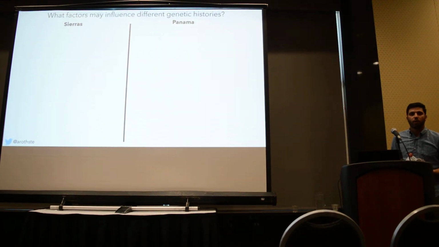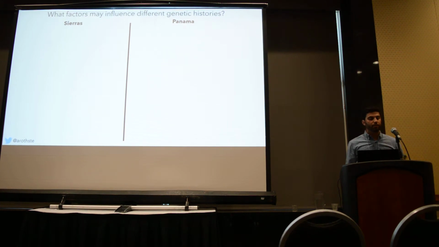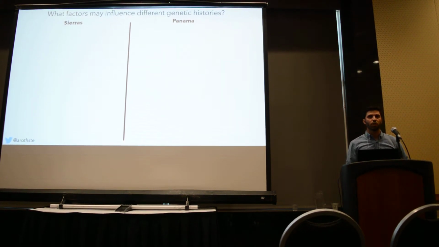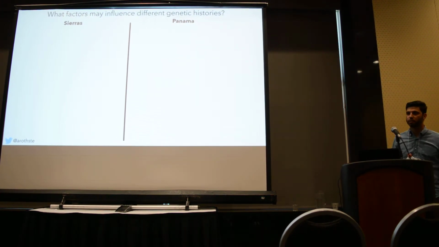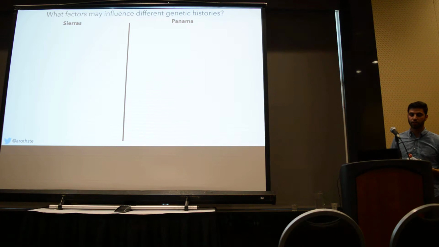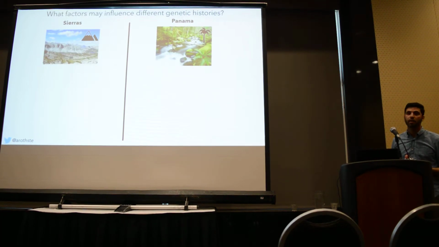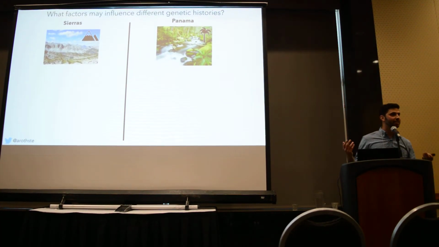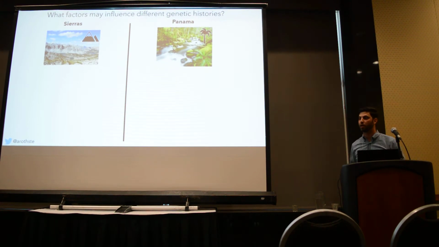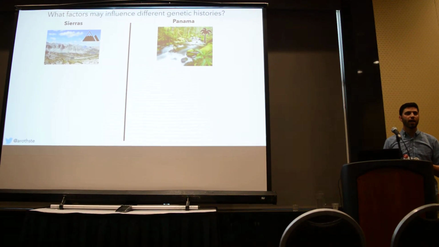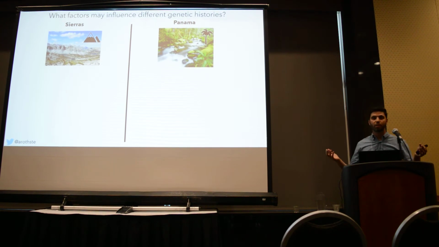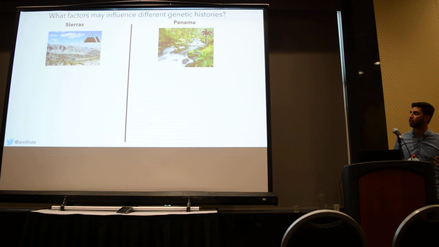And so the question that we want to know is, well, what factors might actually influence these different genetic histories? So if we look at these two localities and we think that there might be some differences that drive why we have these histories, the most obvious thing is that they're in different parts of the world. And the Sierras is a very different place than Panama. And that's largely because of these high alpine lakes that are very isolated, and there's these stark, steep, mountainous ridgelines that separate these different lake localities.